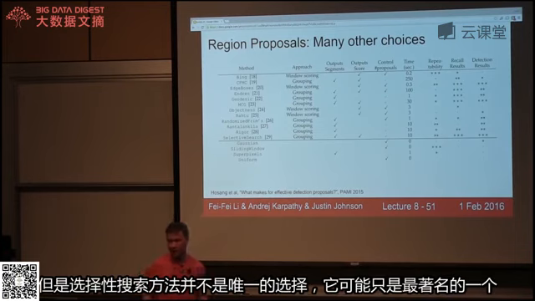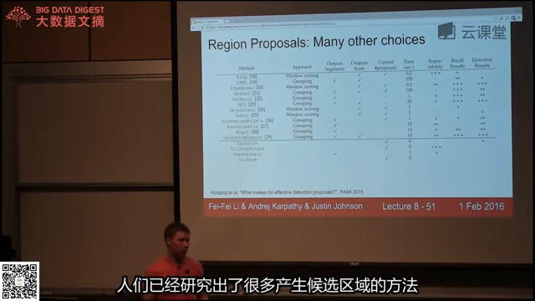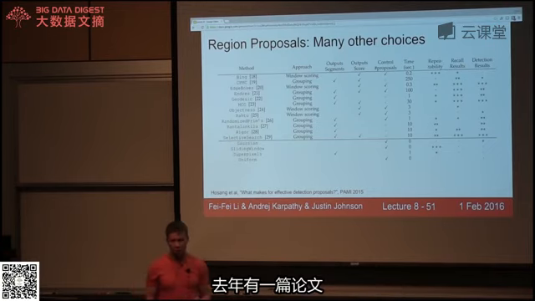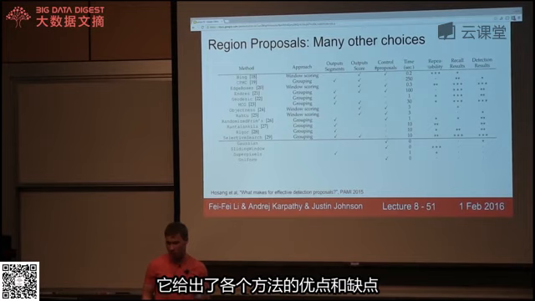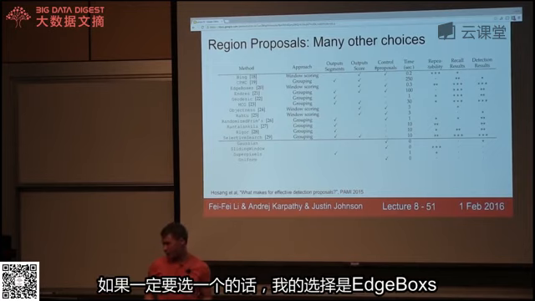But selective search really isn't the only game in town. It's just maybe the most famous. There's a whole bunch of different region proposal methods that people have developed. There was this paper last year that did a really cool, thorough scientific evaluation of all these different region proposal methods, and gave you the pros and the cons of each. But my takeaway from this paper was just use edge boxes if you have to pick one.